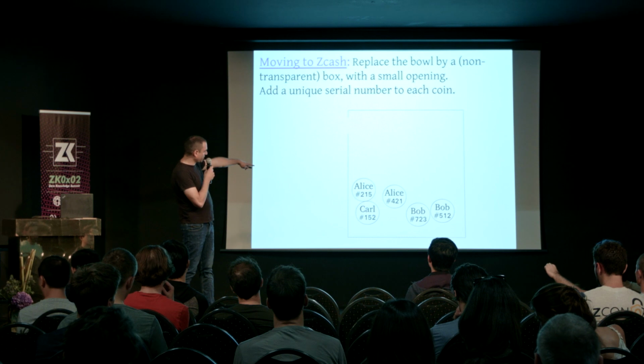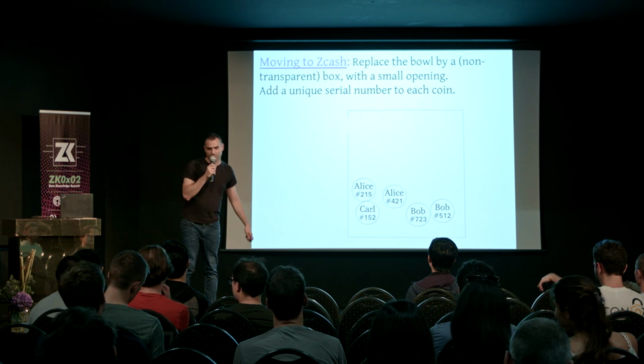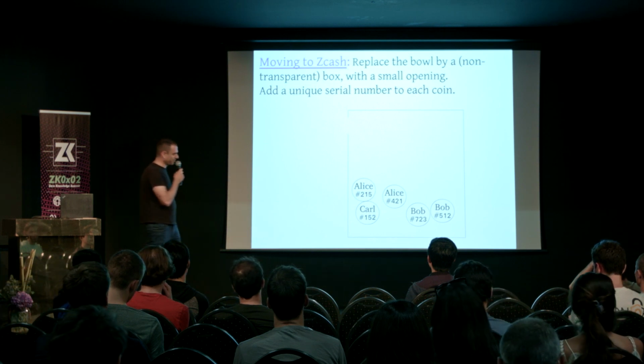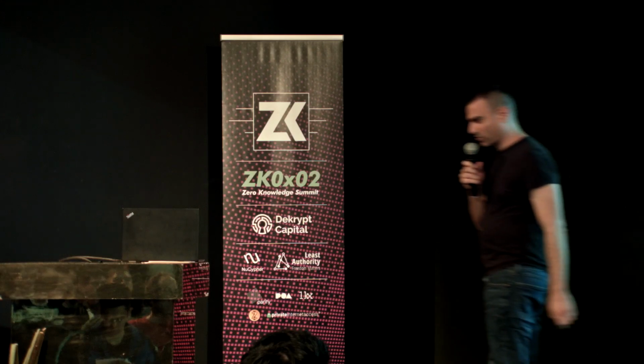Also think that we've added to each coin some random serial number. We've chosen some random number and added it to the coin. But think of all these coins still as $1 coins. So one big difference from Bitcoin is that once something's inside the box, you can't take it out. And of course, you can't look into the box.